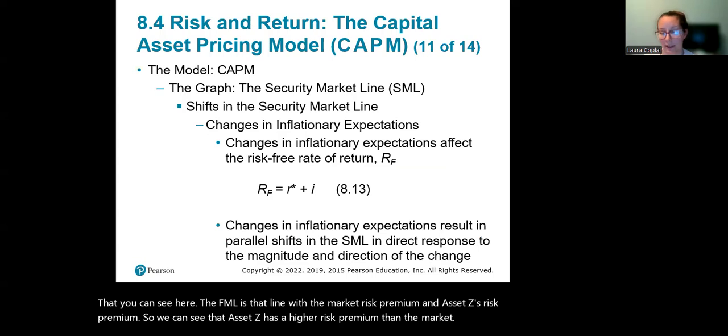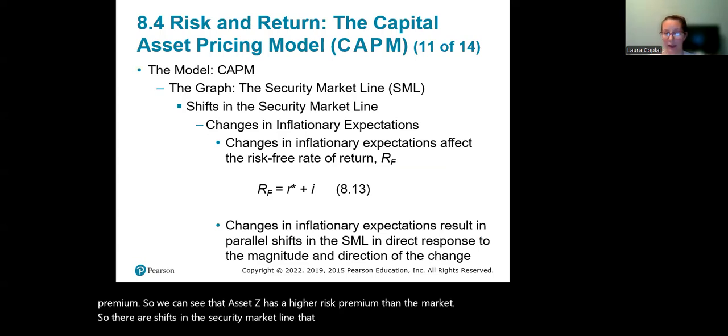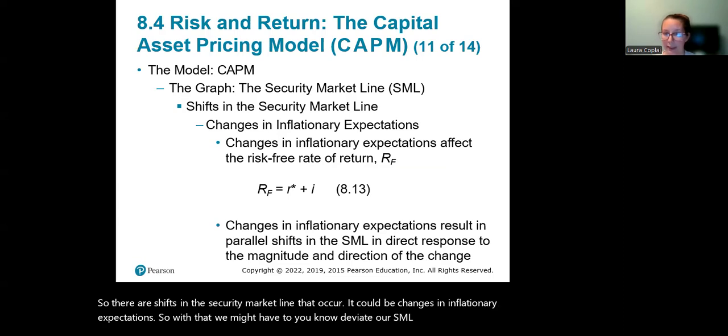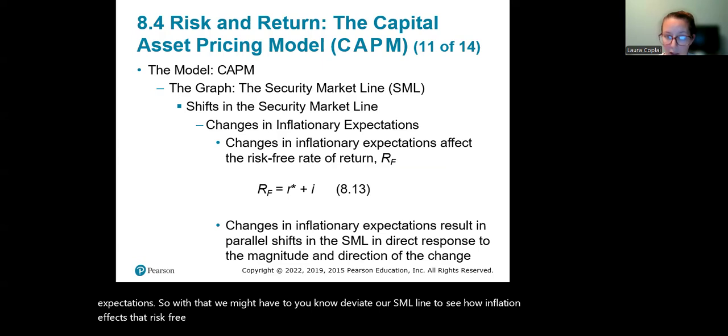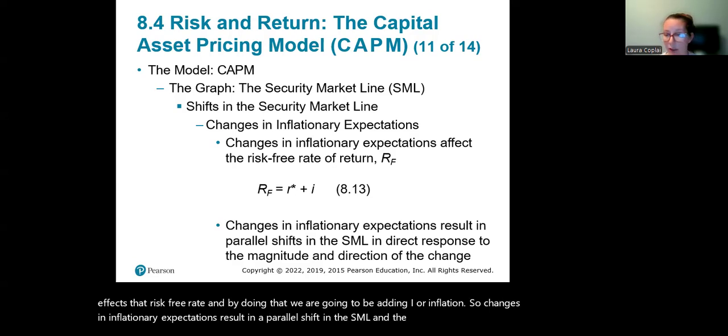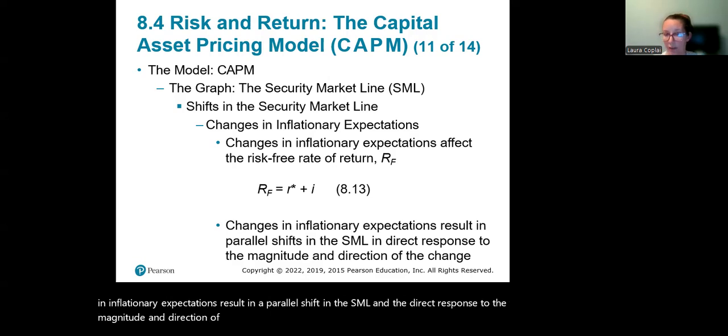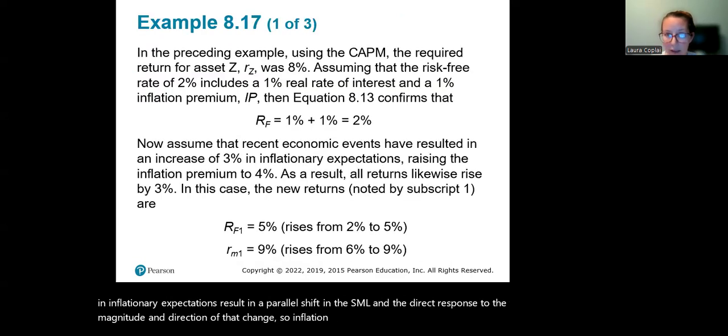So there are shifts in the security market line that can occur. It could be changes in inflationary expectations. So with that, we might have to shift our SML line to see how inflation affects the risk-free rate. And by doing that, we are going to be adding I, or inflation. So changes in inflationary expectations result in a parallel shift in the SML in direct response to the magnitude and direction of that change. So inflation directly affects the SML line.